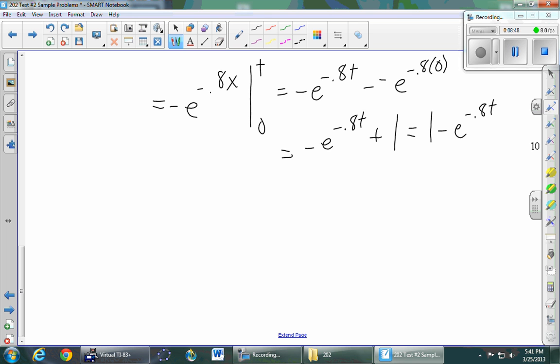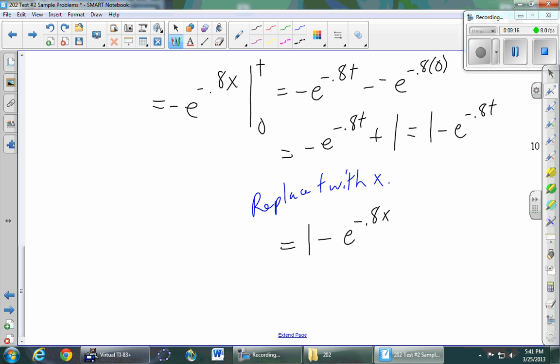I guess it's probably a little bit better to have x instead of t. So I'm just going to say replace t with x. The original PDF, that probability density function, had x, so it feels like the cumulative distribution function should also have x. So then I will just say this equals 1 minus e to the minus 0.8x.